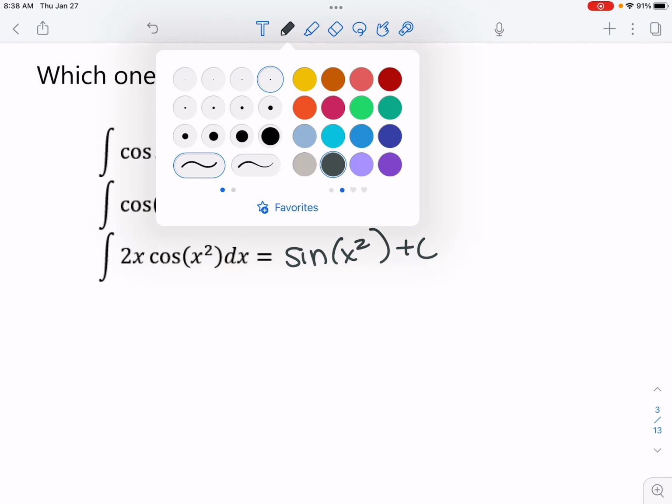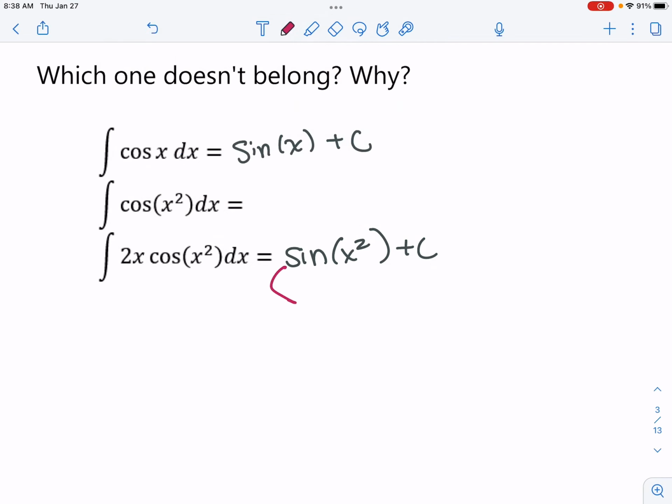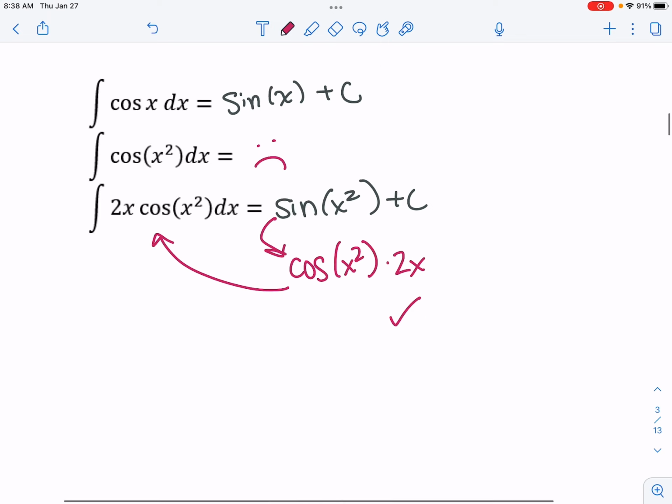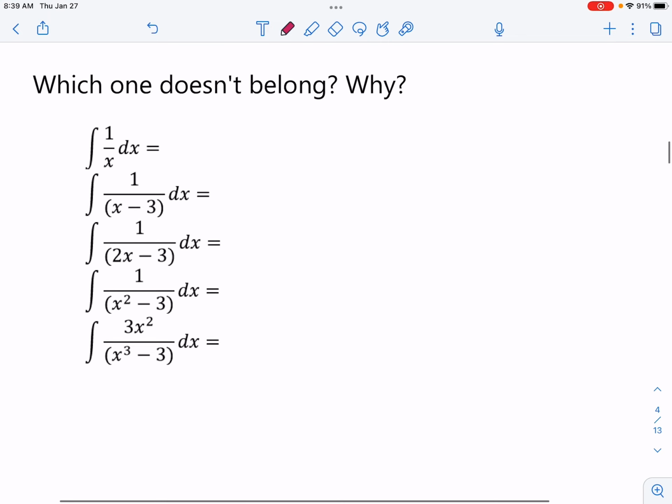Because if I want to check, I can always derive my answer, right? So the derivative of this function would require chain rule. So I would derive the outside, hold the inside, then times the derivative of the inside, which is exactly what we started with, right? So this one, sadly, is the one that does not belong. All right, let's try one more. Which one doesn't belong and why? Let's go ahead and pause.